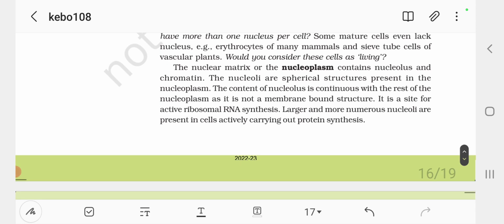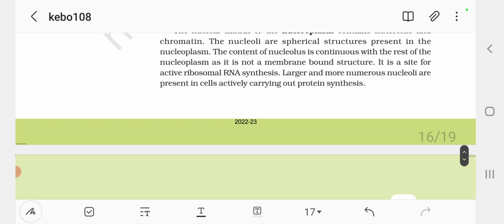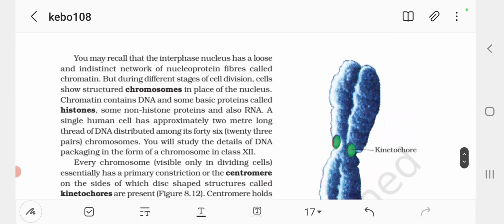The nuclear matrix or nucleoplasm contains nucleolus and chromatin. The nucleoli are spherical structures present in the nucleoplasm. The content of the nucleolus is continuous with the rest of the nucleoplasm as it is not a membrane-bound structure. It is the site for active ribosomal RNA synthesis. Larger and more numerous nucleoli are present in cells actively carrying out protein synthesis.